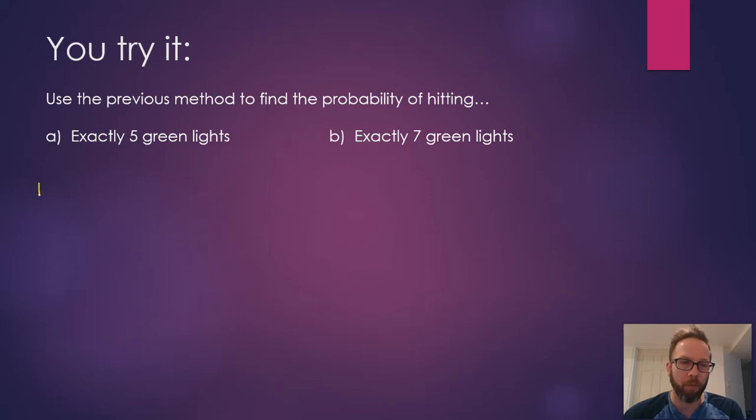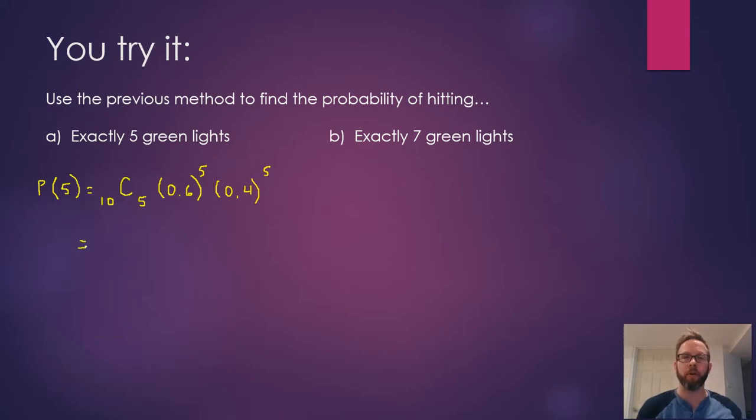So what's the probability of getting exactly 5 green lights? Using the same method as last time, of our 10 lights, there's 10 choose 5 ways to pick which ones are green. The lights are green 60% of the time, and we have 5 green lights. And if we have 5 green lights of 10, that means we're going to have 5 red lights out of our 10. And so this is the calculation that would get you the probability of getting 5 green lights, just putting it all together.